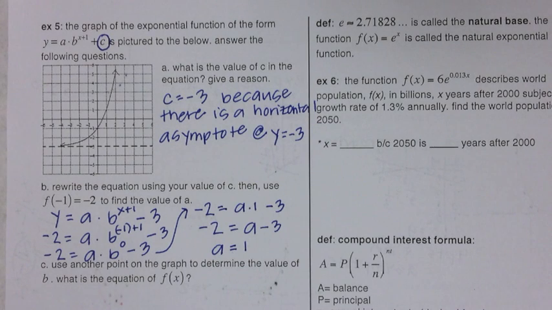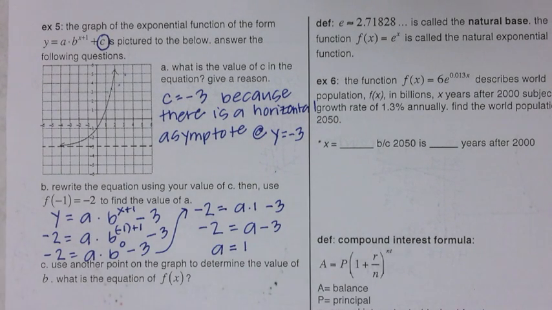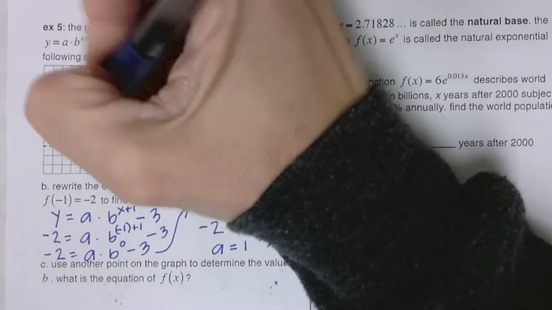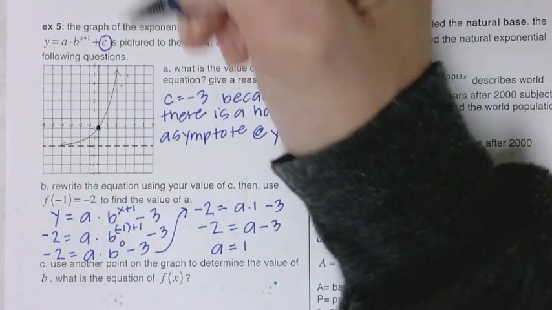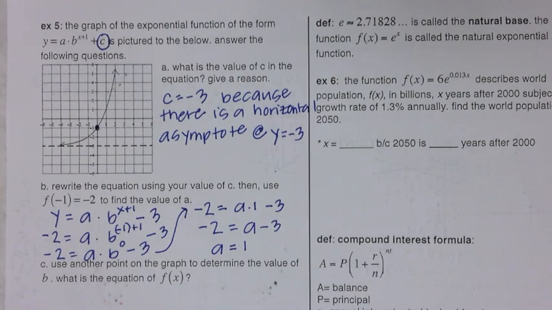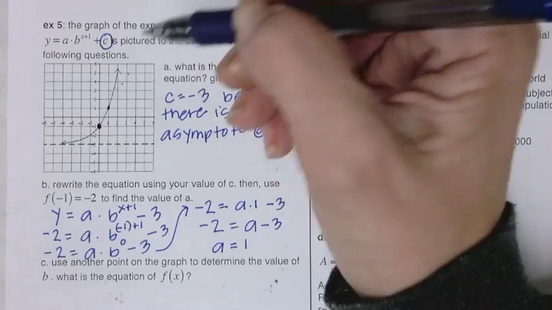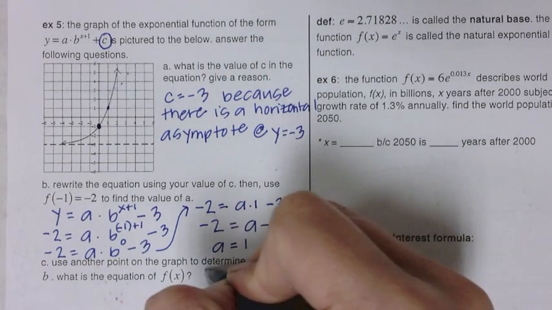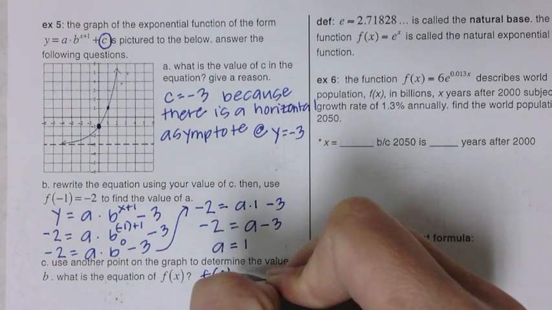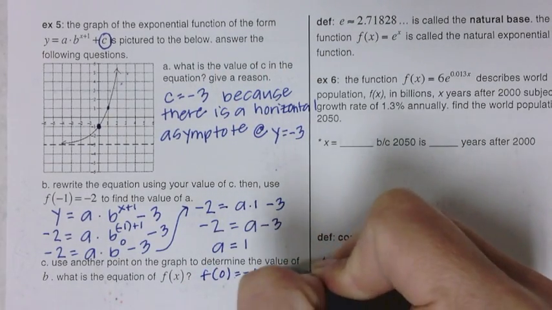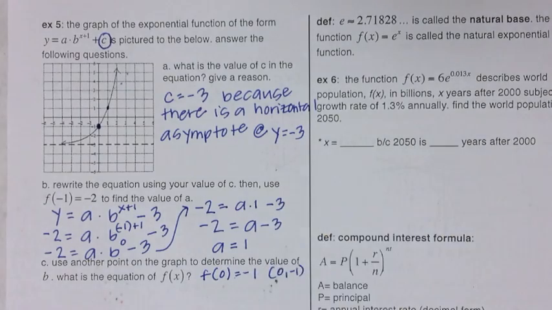Use another point on the graph to determine the value of b. What is the equation of the picture we're seeing? So you're going to pick another point on the graph, and my favorite point to pick is probably my y-intercept if it's nice and clean. Another point you might want to pick is like 1, 1 because it's going through that, but I'm going to pick the point 0, -1. So there's function notation and there's the point.